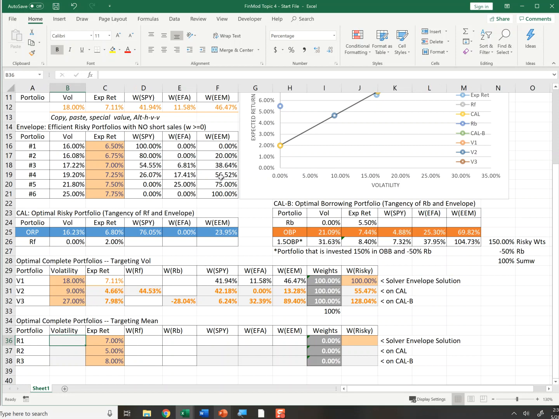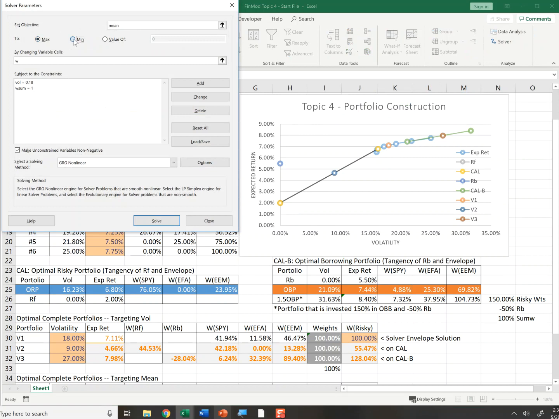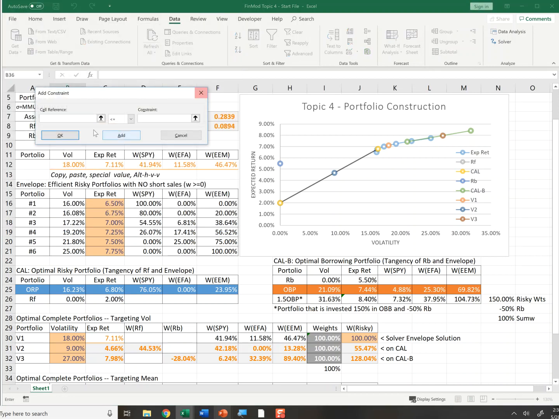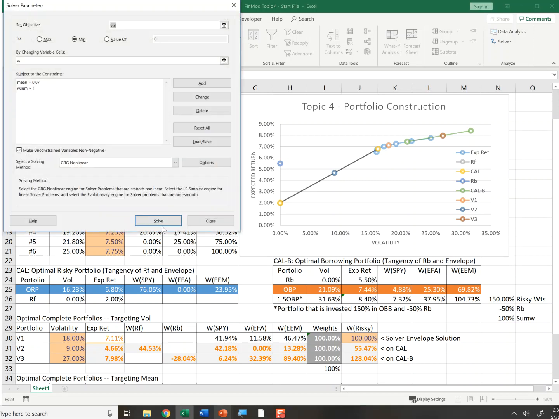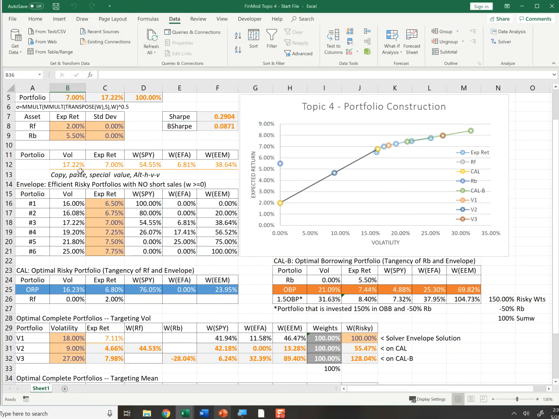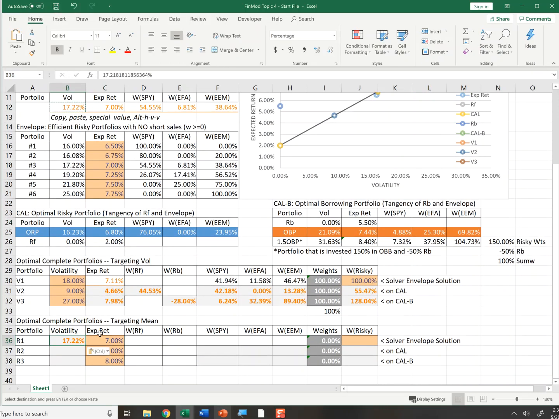So on the 7% portfolio, I'm just going to run solver, data, solver. I'm going to minimize vol. I'm going to delete the constraint on vol and add a constraint that the mean is equal to 0.07. Hit OK. Solve. Solver found a solution. A 17.22% volatility, I'll paste that there, Alt-HVV.